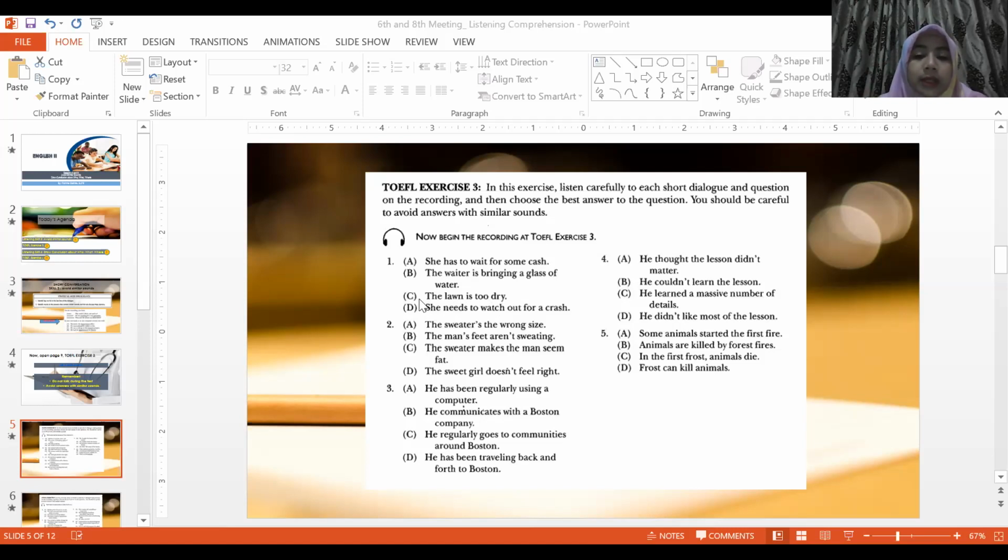Okay, now we will continue to number 2. Ya, jadi untuk sekarang saya akan bahas dulu 5 soal, sisanya nanti teman-teman bisa kerjakan di rumah.